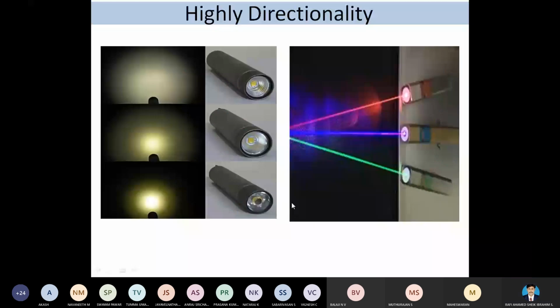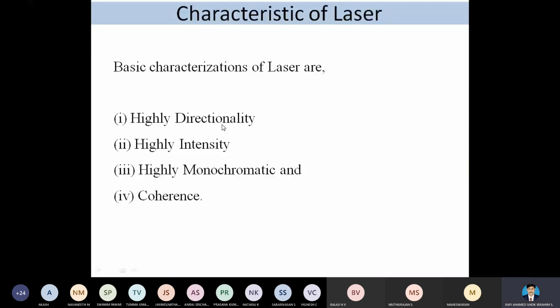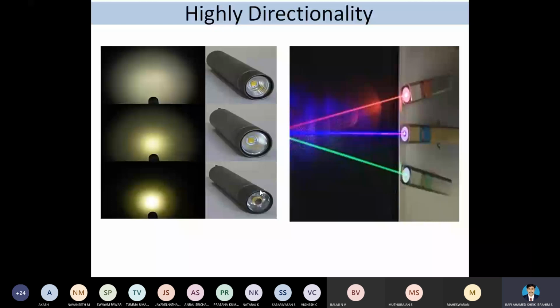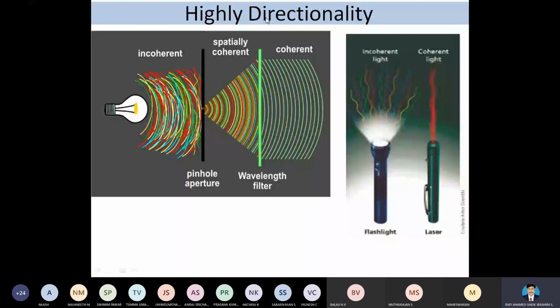Four points: directionality, intensity, monochromatic, coherence. I will not explain anything more, but please view the slides. Make a note. I will ask a question, and at the end of the session, I will randomly ask some students to say what is directionality, what is intensity, what is monochromatic, and what is coherence. So you have to be ready to answer the question. Actually, this one says coherent. I just forgot to change the name. It's coherence actually.